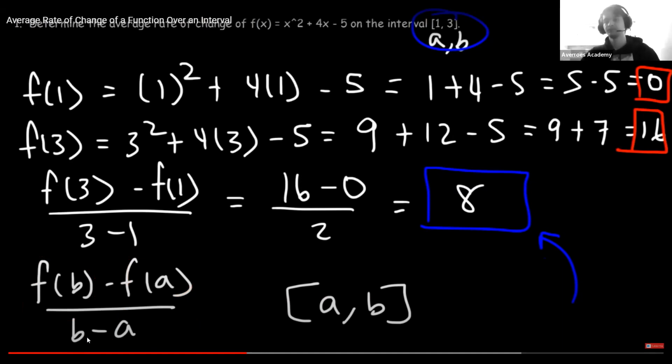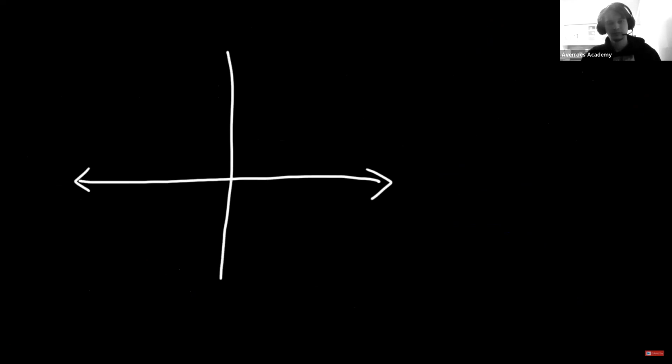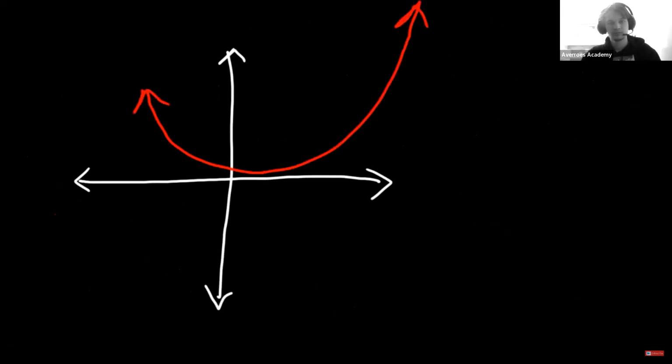Secant line. So let's plot a generic graph, one that's not related to the last example. Let's say we have a graph that looks like this. And we want to find the average rate of change between points A and B. So that's on the interval A, B. The average rate of change gives us the slope of the secant line.